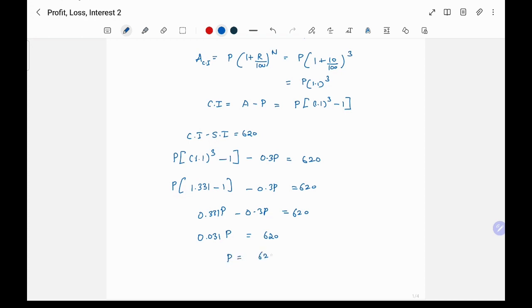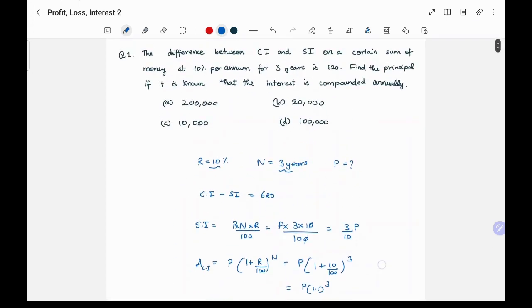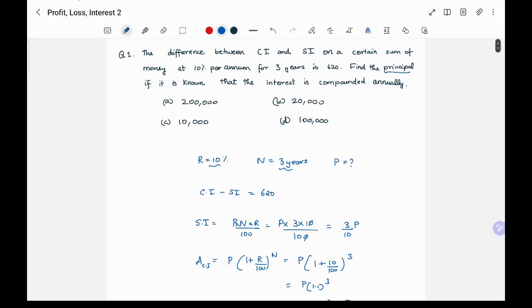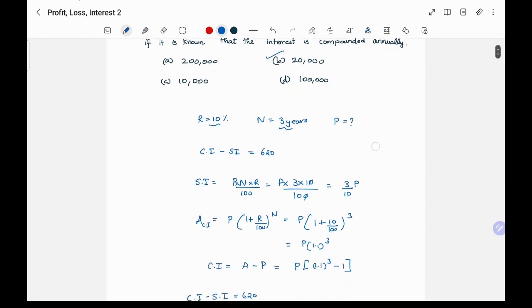So P will be 620 by 0.031, which will be 20,000. So the principal is 20,000. We are asked to find the principal. So this is 2 lakh. So option B is the right answer.